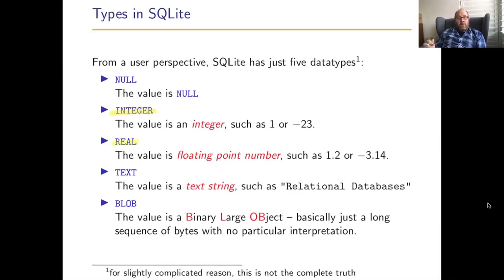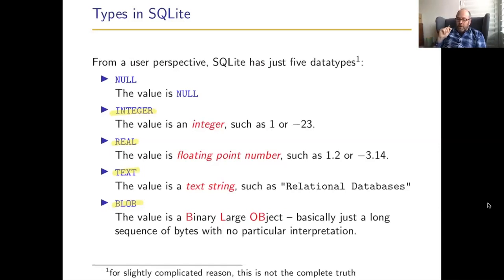Real. Values with decimal points are deemed to be real numbers, so that's numbers such as 1.2 or minus 3.14 and so on. Or text. Text is just a string of characters, such as relational databases or something like that. And the final type is called a blob, which stands for binary large object, and that's essentially just a chunk of memory that contains binary data, and the database has no interpretation of what that might mean. It's just storage, essentially.